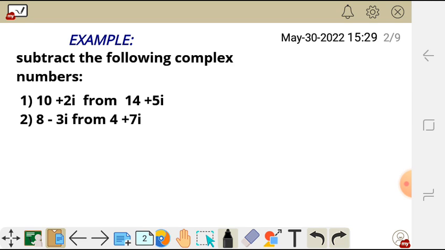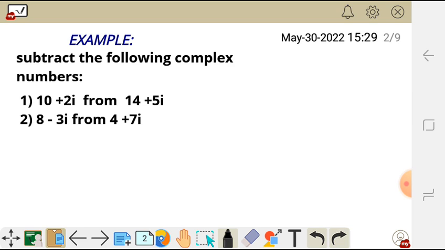Remember, in my previous video, we discussed that this is the real part and this is the imaginary part. And we said upon addition, we add the real part. So even in subtraction, we subtract the real part with the real part and the imaginary part with the imaginary part.